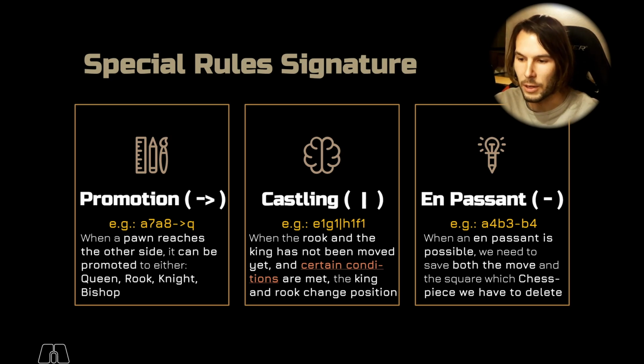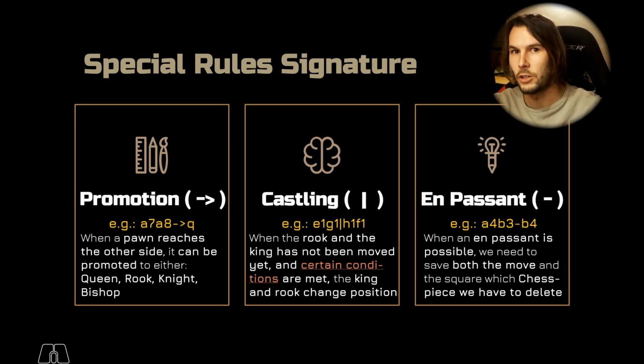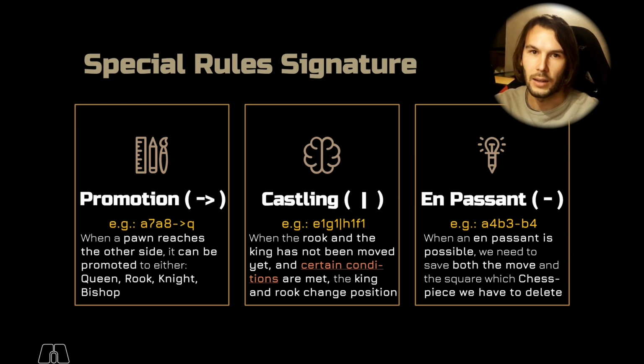And the special rule signature simply shows you that the promotion now includes an arrow. So that's for when we change a piece against another one. And that can only happen when a pawn reaches the other side. And it can either be promoted to a queen, rook, knight, or bishop. Well, the other part is that Stockfish wouldn't show you that there is a promotion happening because it would just look like a7a8 and a Q behind it, or an R behind it, or something like this. And just to make sure we can easily detect it inside the code, I added this arrow towards it.